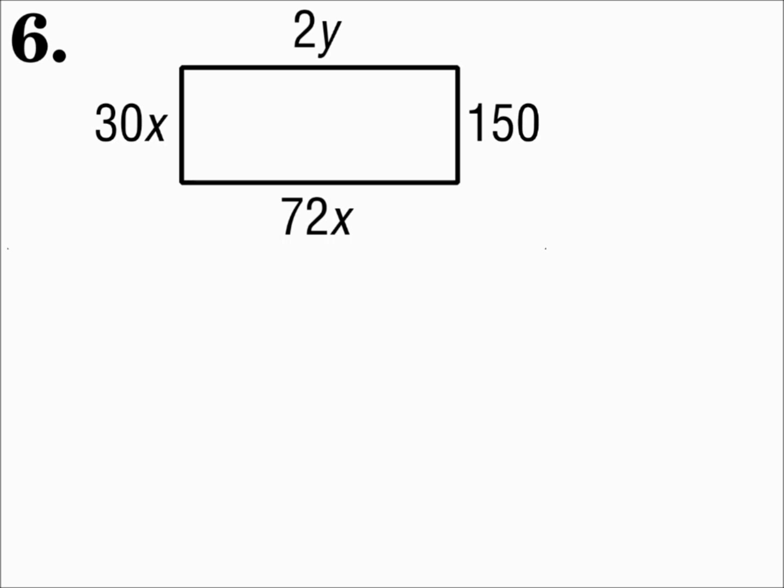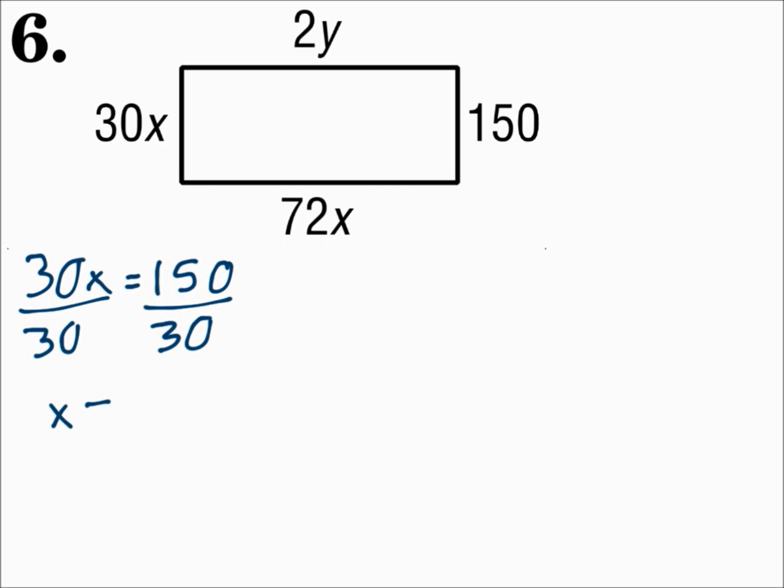Number 6. In this parallelogram, we're dealing with the sides, and opposite sides are congruent in a parallelogram. So I can say that 30x equals 150. Divide both sides by 30, and x is 5.